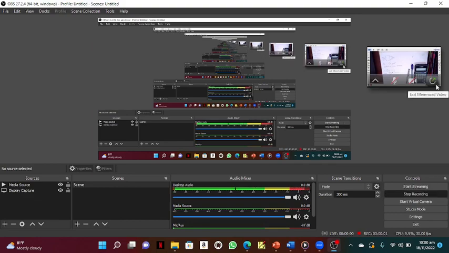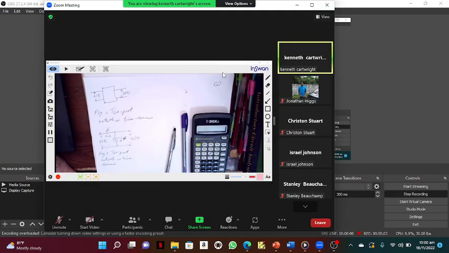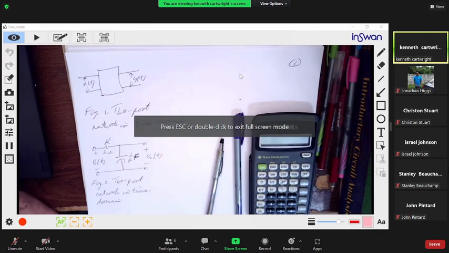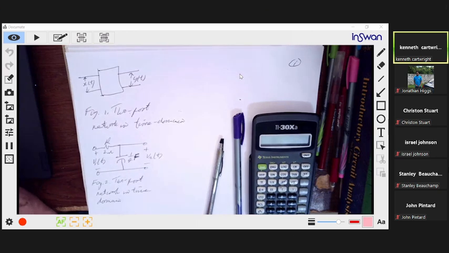Begin where you left off last class, and that's with figure one, which we call a two-port network. Two-port, why? Because there's an input, and there's output. And if you can have a two-port network, then you can have a three-port network or a four-port network. But right now, we're only considering a two-port network.